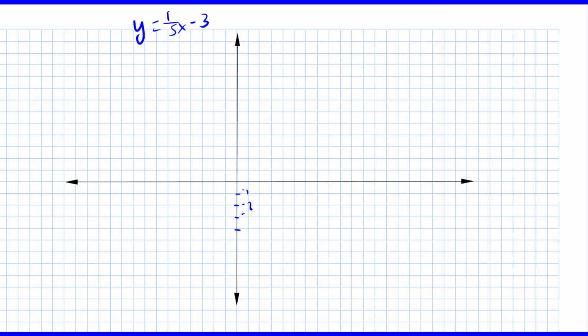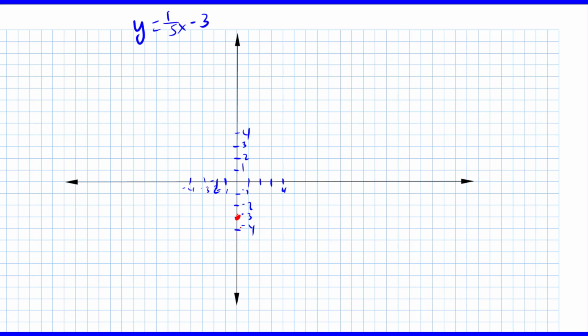-1, -2, -3, -4, 1, 2, 3, 4, and then -1, -2, -3, -4, etc. 1, 2, 3, 4. So these are going to be hashed over there. All right, so I know that this line passes through -3 because that is the y-intercept. So I'm going to get my dot there, my coordinate point there, 0, -3.